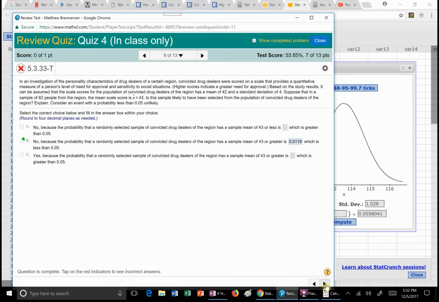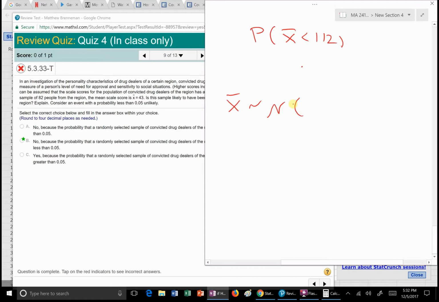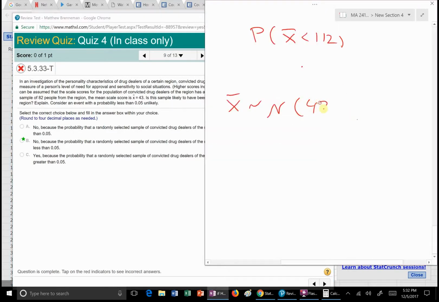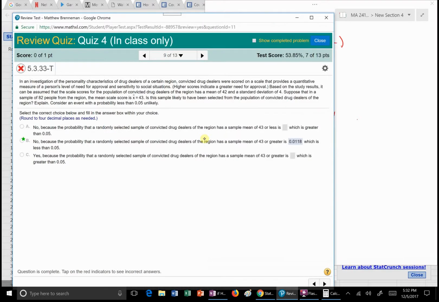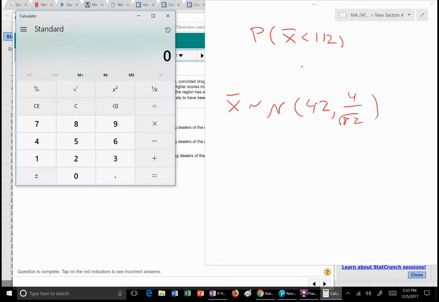So again, we're just going to go ahead and figure out what the distribution of x bar is, okay? So we know the distribution of x bar comes from a normal distribution. If they came from the same region, then they'd have to have a mean of 42. They'd have to have a mean for the people in that region. And the standard deviation would be 4 divided by the square root of 82. So this is the distribution of x bar. And we just compute that out.